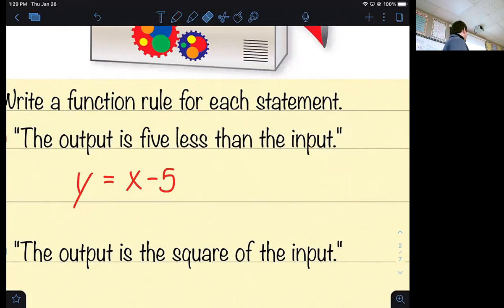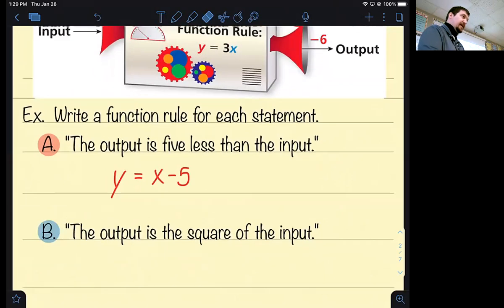Plus, you write it in slope-intercept form anyways, right? So this would be y equals 1x minus 5. Your slope would be 1. Your y-intercept would be -5. But I don't have to graph this. So I'm just going to leave it just like that.